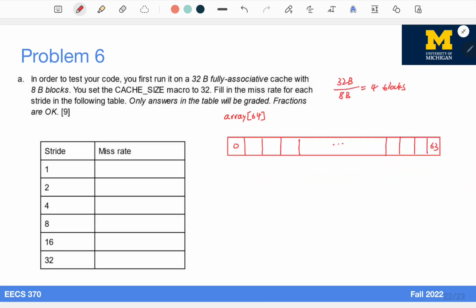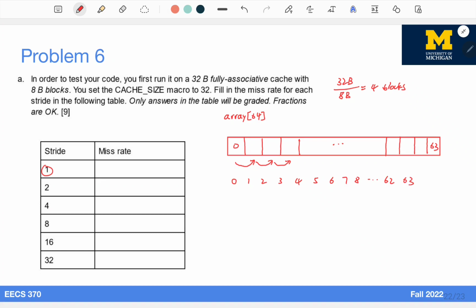Okay, so first, when stride equals 1, there should be only one outer iteration, and in this only outer loop, the inner loop will start at index 0 and increment its index by 1 every time. So it's essentially equivalent to accessing the array in sequence. So the access pattern should be 0, 1, 2, 3, 4, 5, 6, 7, 8, and so on, until 63.